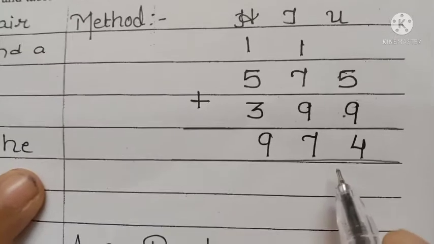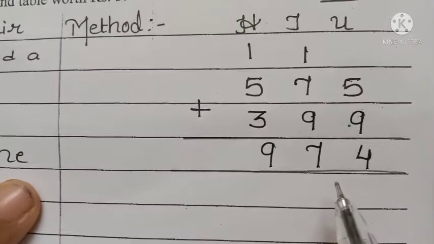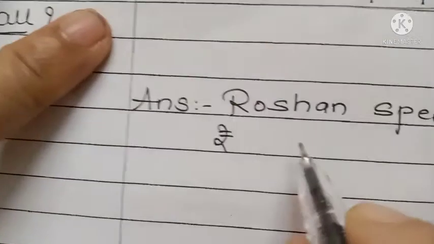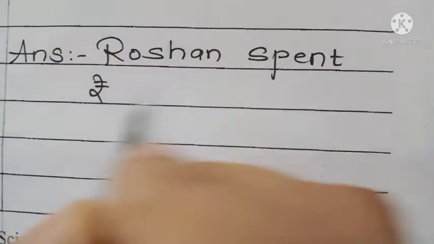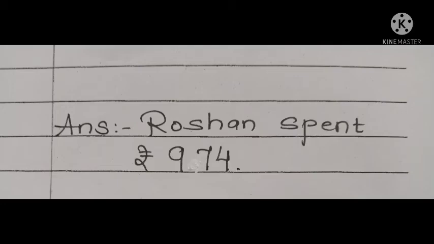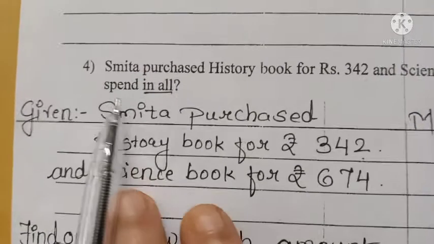It means Roshan spent total rupees 974 in all. So Roshan spent rupees 974. Understood, students? Yes. Now see, students, the question number 4 here.